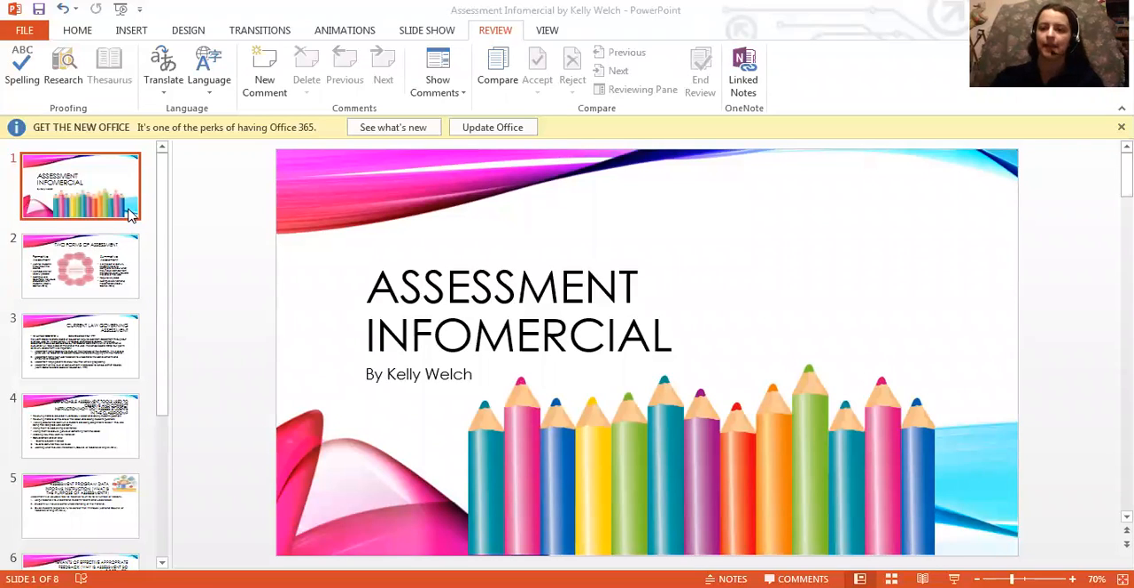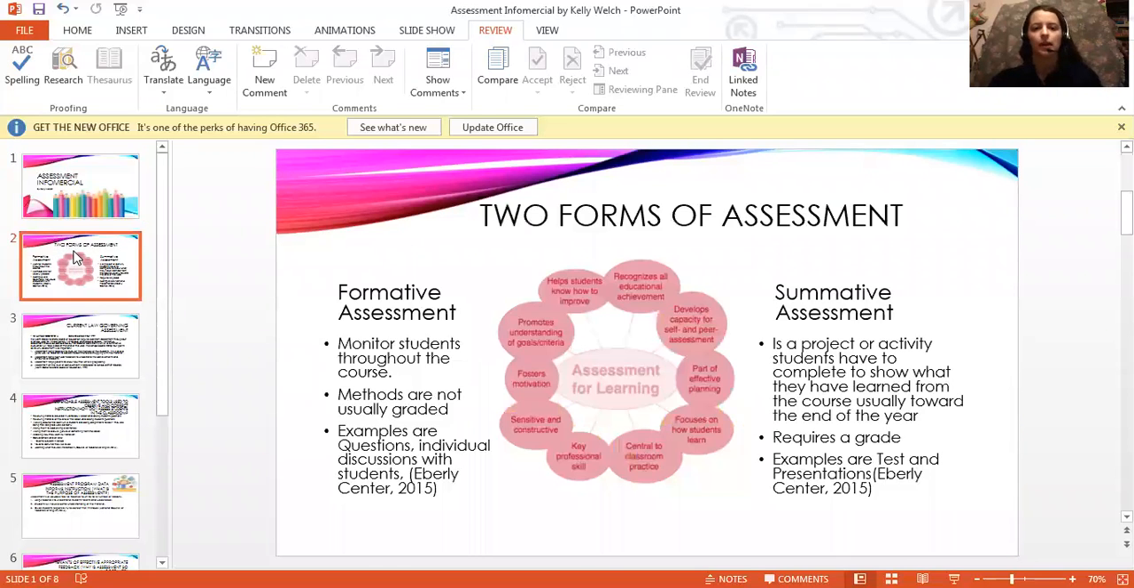Now, this assessment is two forms of assessment. So, two forms of assessment that teachers do is the formative and summative assessment. So the formative assessment is where I monitor students throughout the year, and this usually does not have a grade attached with it. So this is mostly for practice. Then the summative assessment is where students at the end of the year will do a project or a test, presentation, whatever is assigned by me, and they will complete it with their knowledge of what they have learned throughout the school year. So this will require a grade usually.